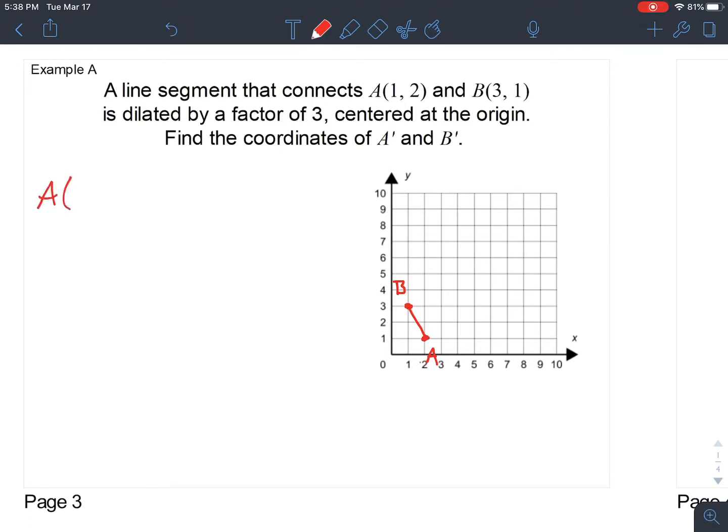Then we're going to dilate it by a factor of 3. All we have to do is take the values from our coordinates and multiply those by 3. So the point A at 1, 2 is going to get mapped to A prime by multiplying both of them by 3. That's going to give us a point at 3, 6.